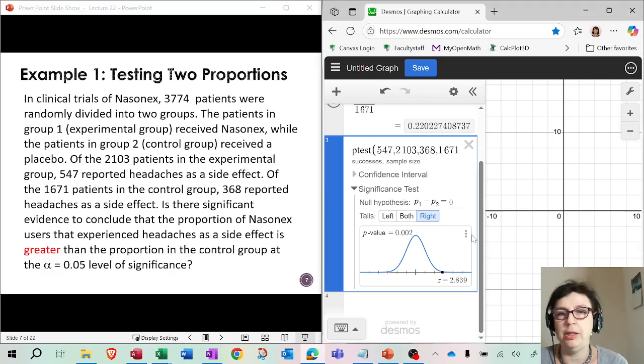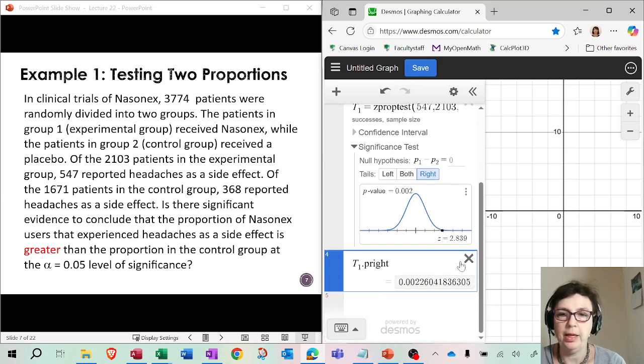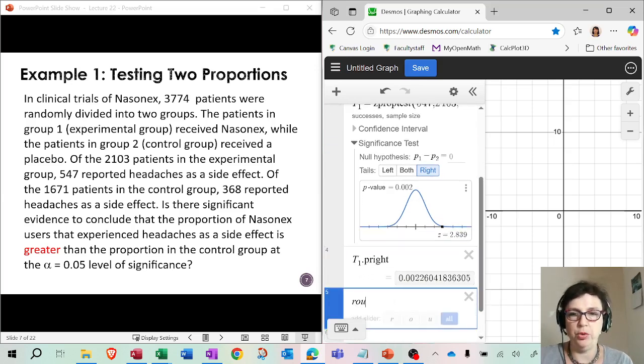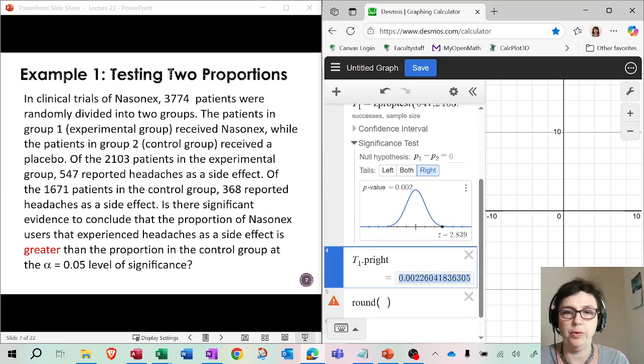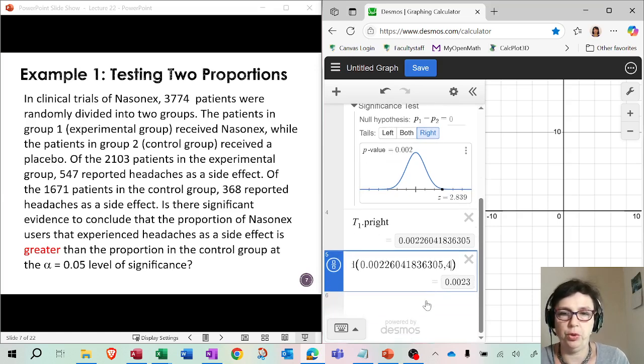Now, all that remains is to figure out what our conclusion is. That depends on alpha. Alpha here is 0.05. I am going to click on the three dots here and export a snapshot of the p-value, because I might need more decimal places than is being displayed over here, just 3. So maybe I need 4. I would click on that, and it gives me the p-value. If I need to round it to 4 decimal places, I will just click, say round, and then 4. Okay, so that's 0.0023.